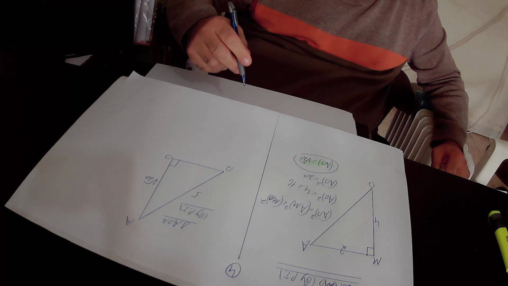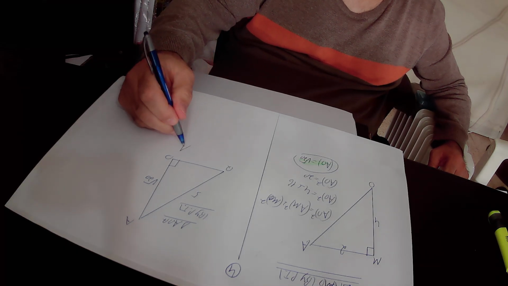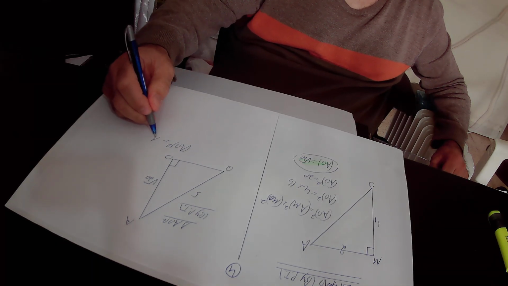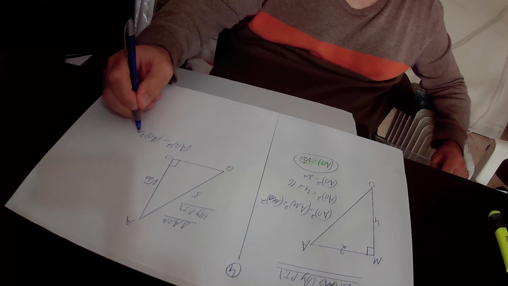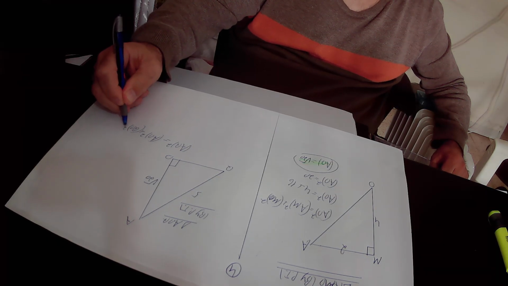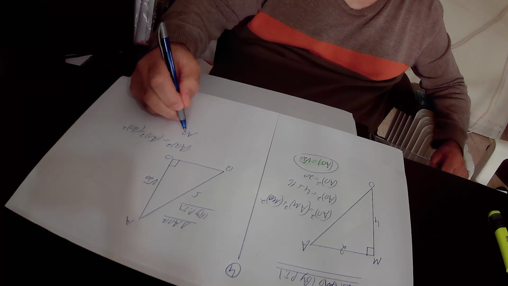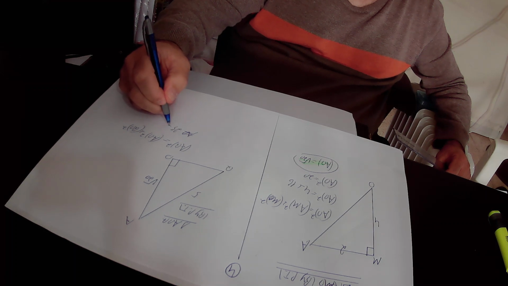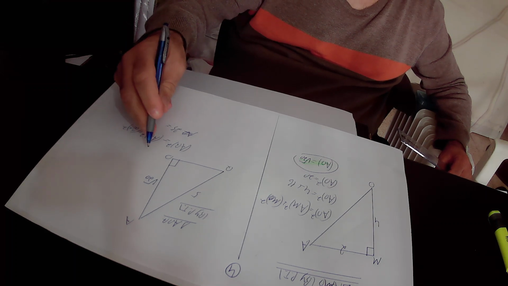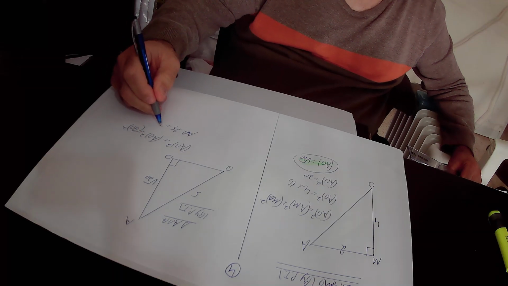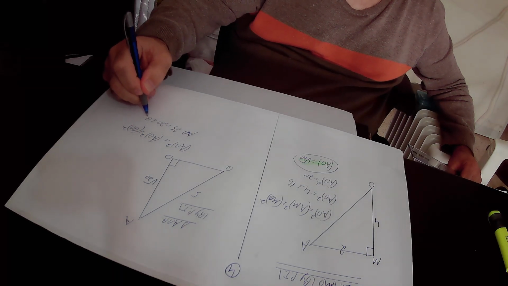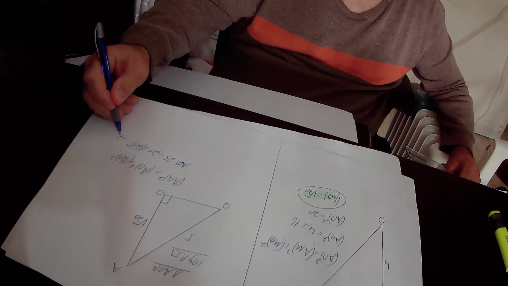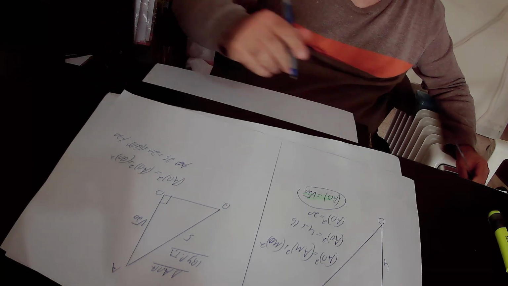According to the Pythagoras theorem, AQ square equals AO square plus QO square. So AQ is 5, therefore AQ square is 5 square, that is 25, and it is equal to AO square. AO is square root of 20, therefore AO square is the square root of 20 squared, that is 20, plus QO square. Here we subtract 20 from this equation, and we get that 25 minus 20 is 5.